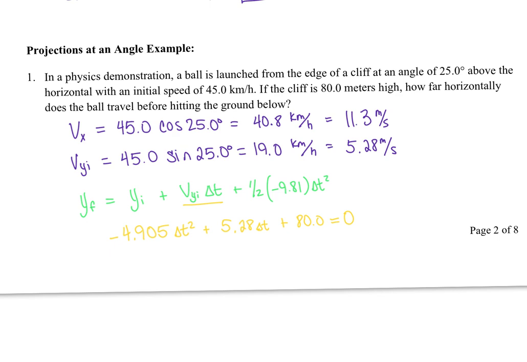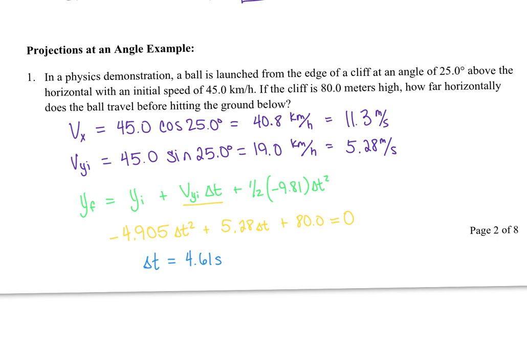And so when you plug that into the calculator to get that quadratic formula, negative b plus or minus, remember you just have to worry about the minus, square root of b squared minus 4ac over 2a, you should get about 4.61 seconds. All right, that's how long this guy is in the air after it's launched.